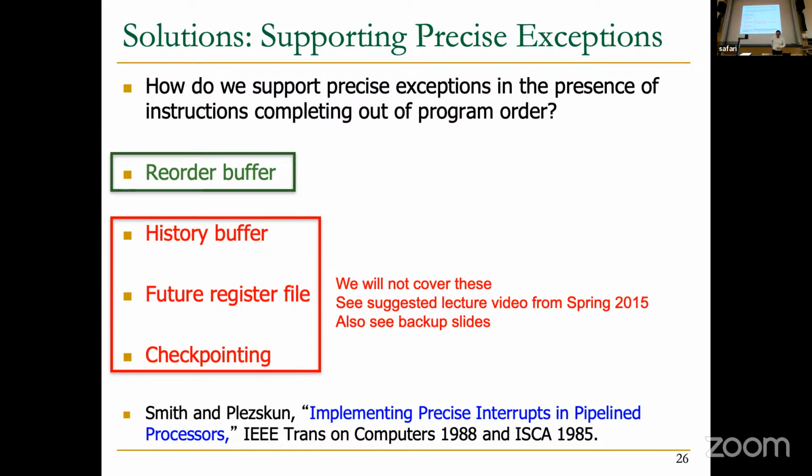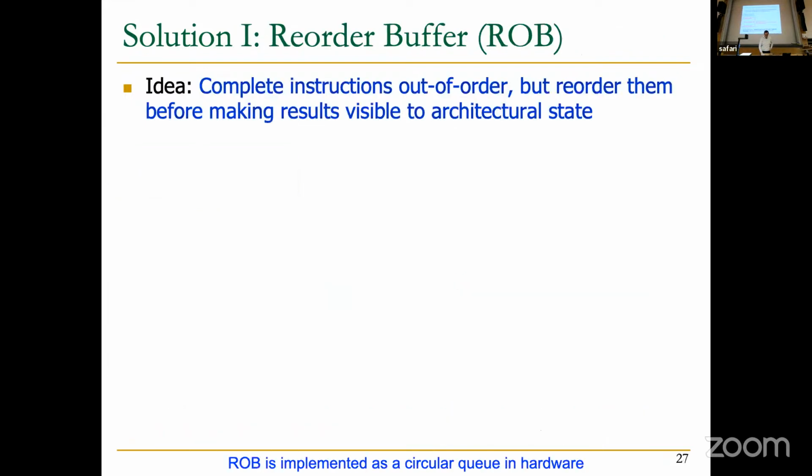Okay, I think it's time to get back. So just to remind you, we're going to try to answer this question. How do we support precise exceptions in the presence of instructions completing out of order? And the first, maybe the only solution that we're going to go into depth, is going to be the reorder buffer. And the idea here is very simple, except it's going to add a lot of complexity to the back end of the pipeline, as we will see.